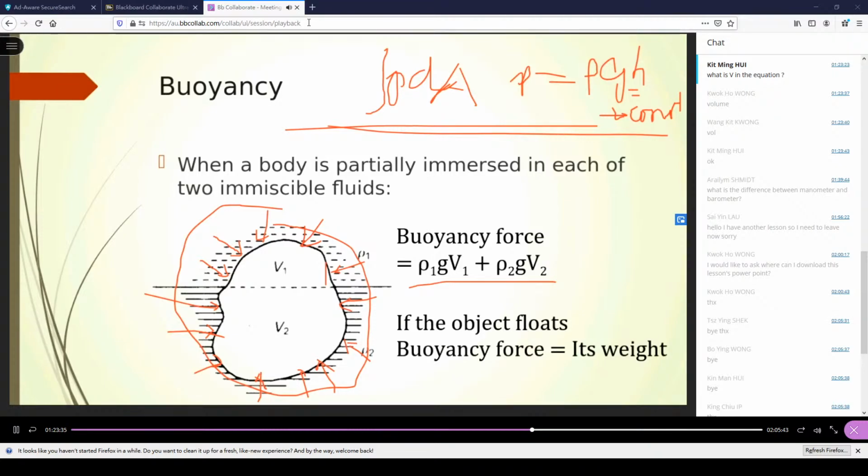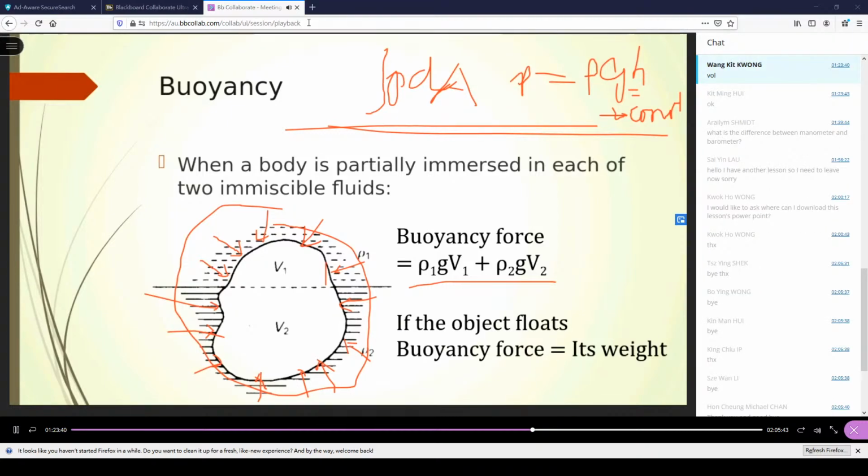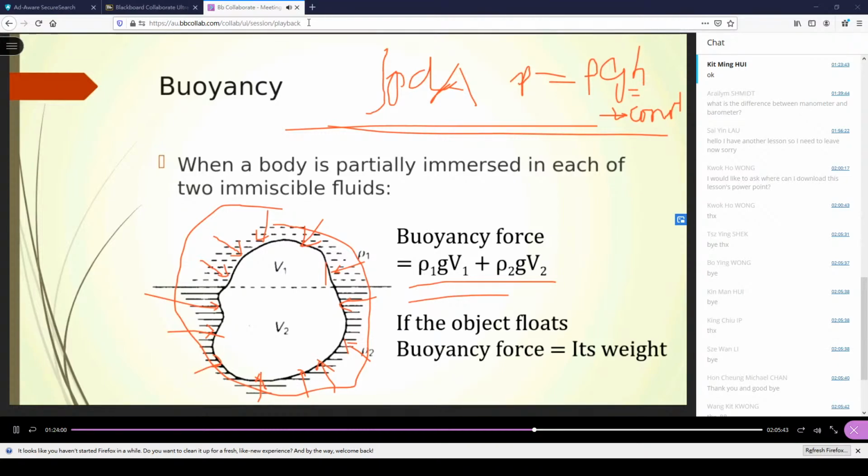Now, interesting, right? If you are interested, I can ask you to look at what happens when an object is floating on water. You forget the pressure of the air, and you do the integration. In that case, you find the buoyancy force is equal to this, the mass occupied by this fluid volume. This is the volume of the object immersed in the upper liquid, and this is the volume of the object immersed in the lower fluid.